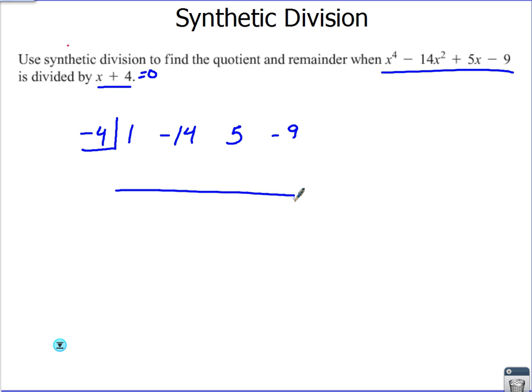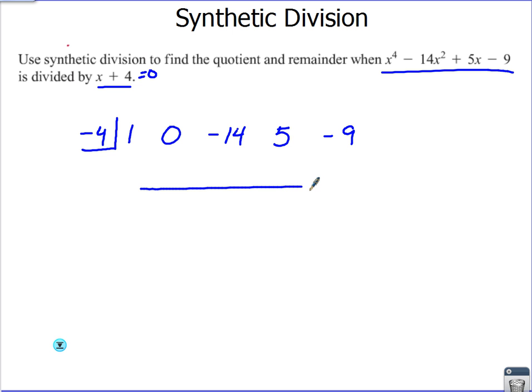Oh, thank you very much. I did that to make sure you were playing. X to the 4th, there's no x to the 3rd. So put a 0x to the 3rd. There are negative 14x squared, there are 5x's, and there are negative 9. Anytime that you're missing a term, like I said, anytime you're missing a term, make sure you put in that 0 term. We're missing x to the 3rd.